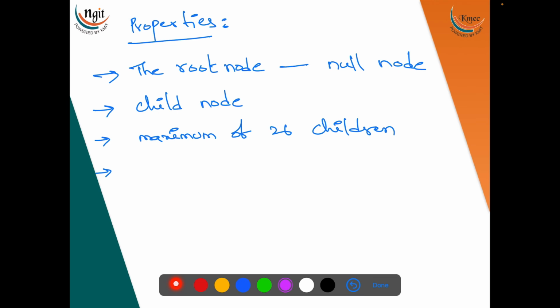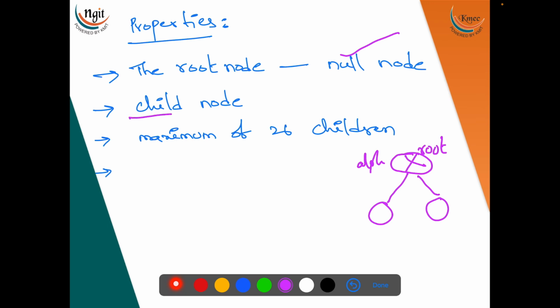Those properties are: the root node of the try always represents the null node. When you construct a try, this root node should not be filled with any alphabet. That means no alphabet is stored in the root place. So root will always be a null node. From the root node we'll extend all other nodes to store your data. And the second property is that each child node is sorted alphabetically.